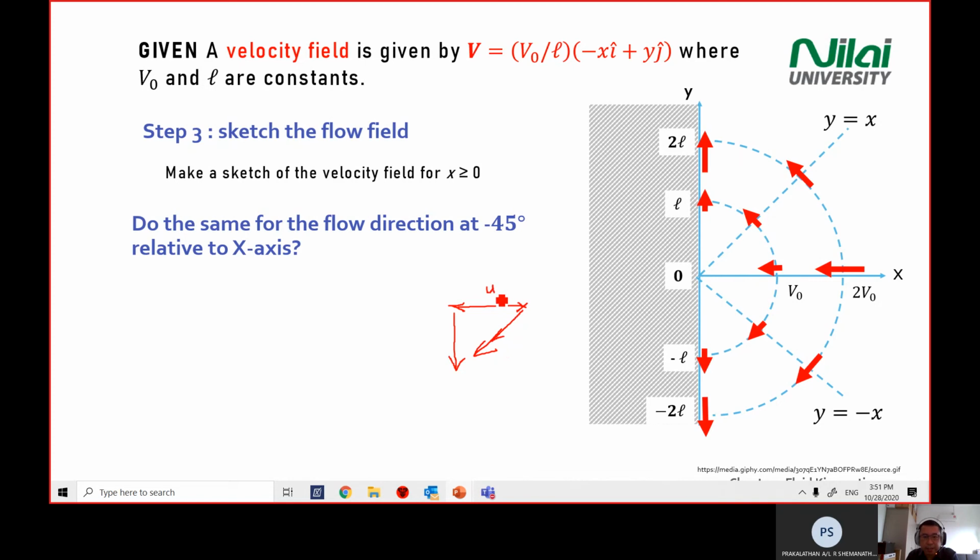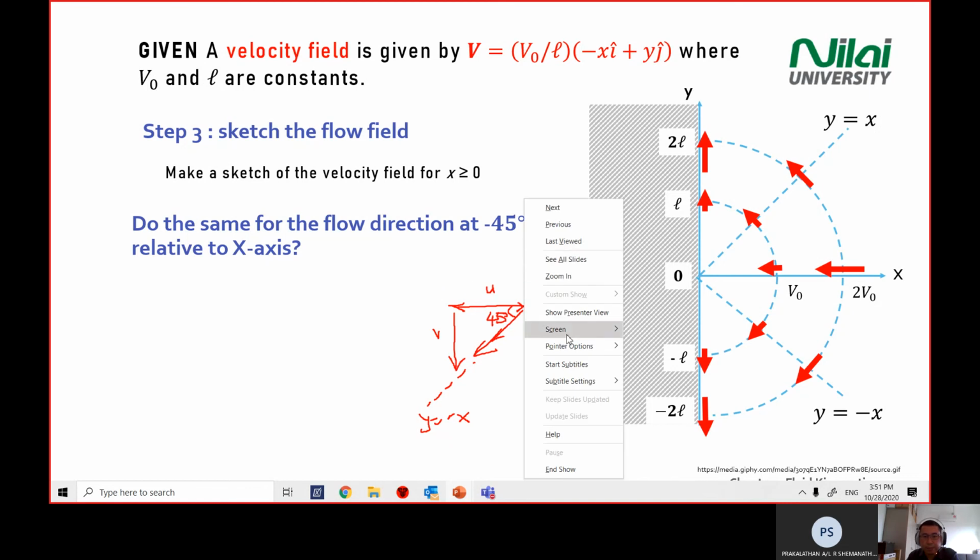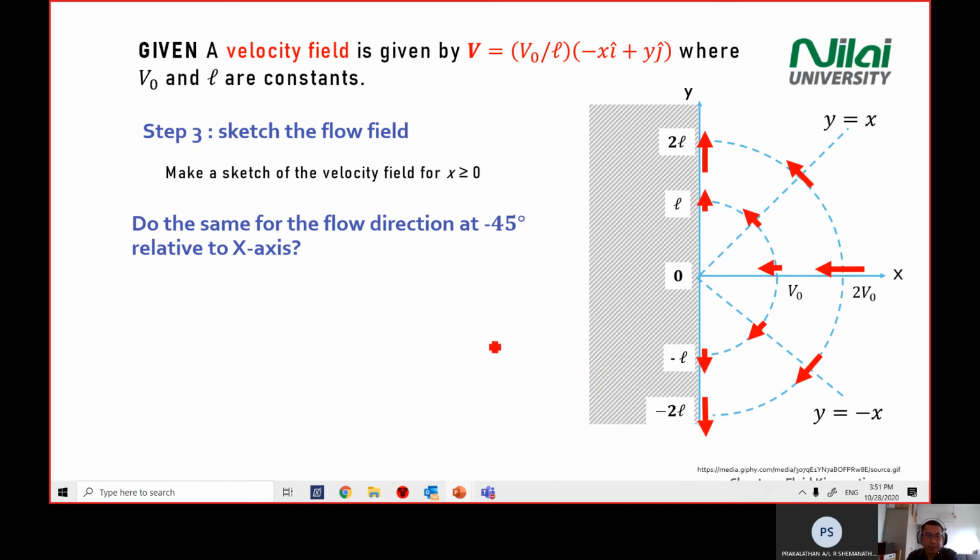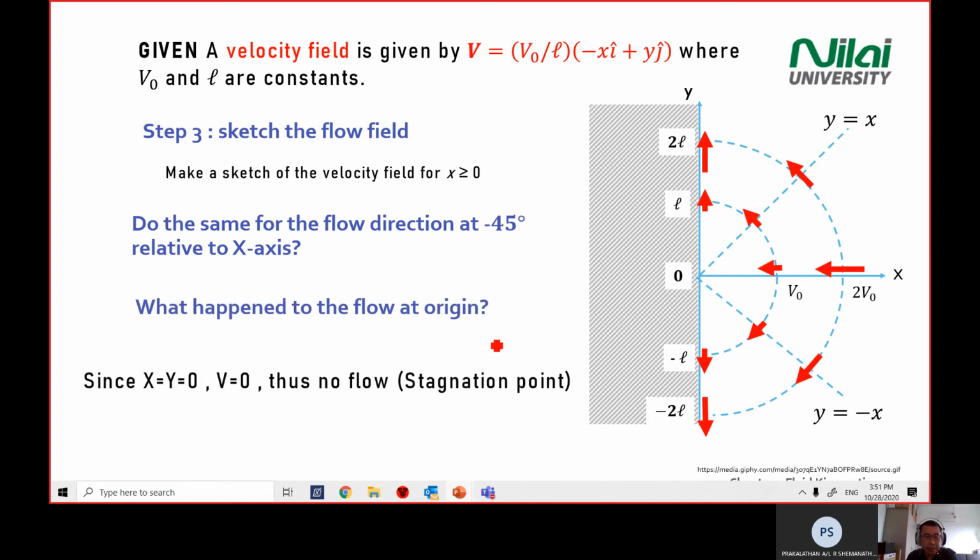Okay, u and v for 45 degree. y equal to x, negative x. All right, so this is how we get it.